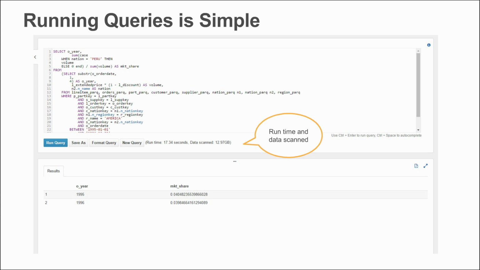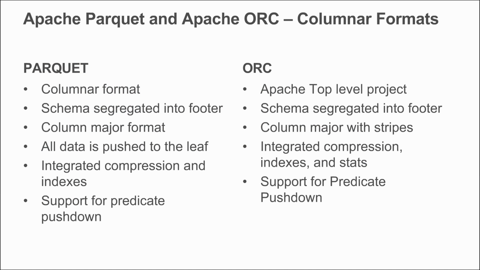Running queries is simple. I showed you how you can run a couple of queries. Here's a complex query that you can run. We show you the runtime, and we also show you the data scan, right? So this is scanning roughly about 12 gigabytes of data. So we charge you about $5 a terabyte, so this will be roughly 1/10 of that cost. But looking at the data scan, you can easily estimate what this particular query cost me.